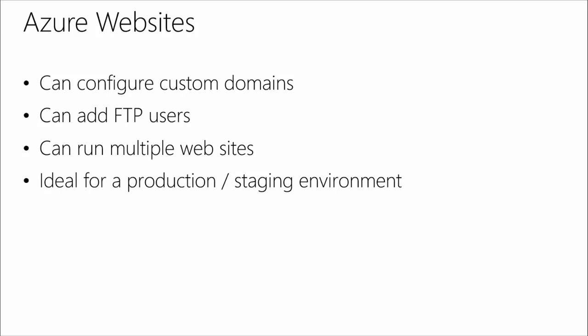So if we look at Azure websites, there's a bunch of things that you can do. So you can configure a custom domain. Let's say you have a custom domain and you want to change the default domain, and we'll show you that process. You can do that. You can FTP to it. Using Azure, you can run multiple websites.